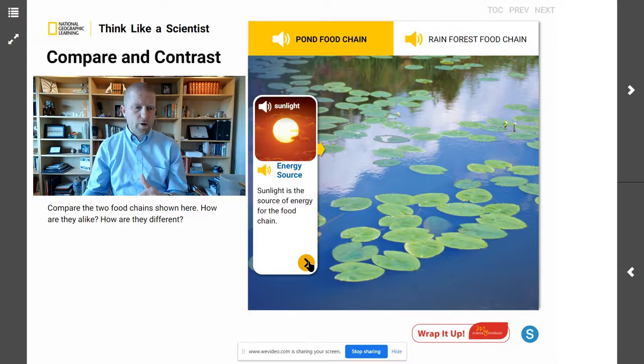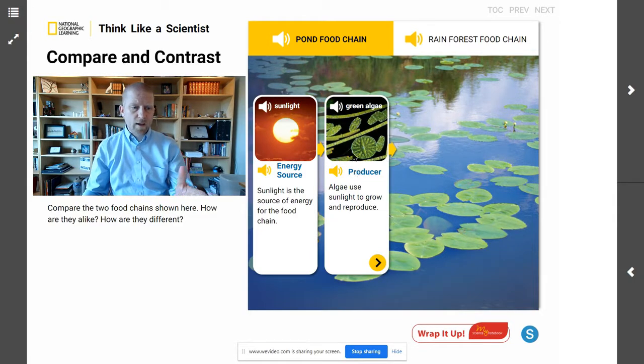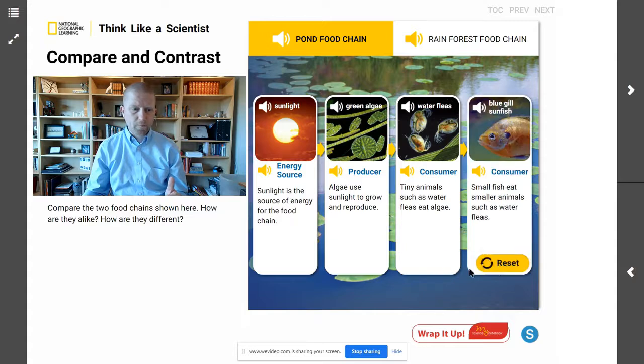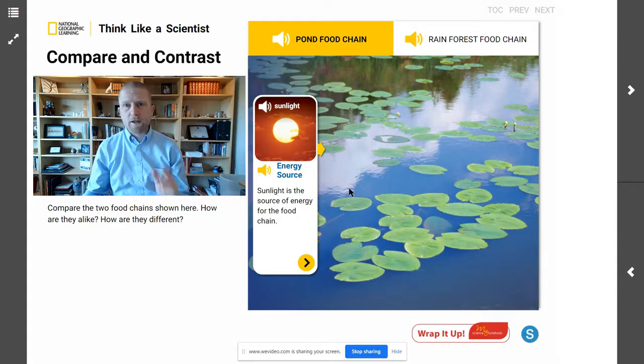So if we were just to quickly run this through, we would see that in a pond food chain, algae is using the sun in the process of photosynthesis in order to show the flow of energy. Or these tiny water fleas, they're eating the algae, so the energy is going from the producer to the water fleas. And we'll look more at that in depth in just a second.